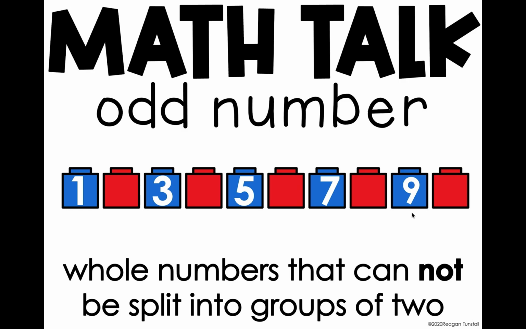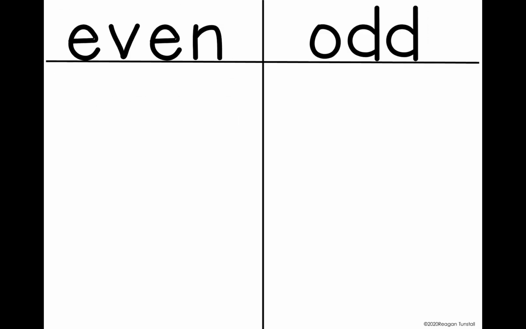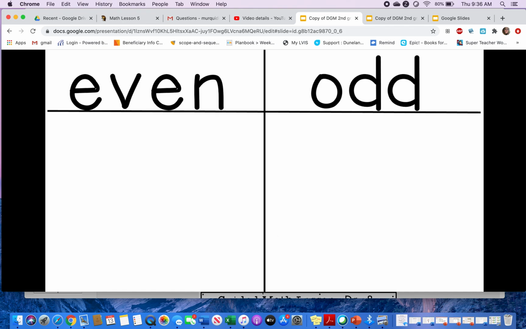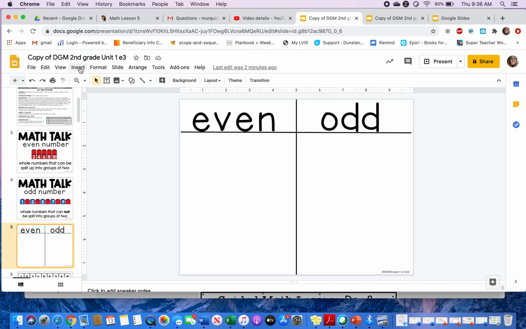And of course you could keep going, right? The next odd number would be 11. And then 13, and then 15, 17, 19. But they will always either have a 1, 3, 5, 7, or 9 at the end of their number. So even and odd numbers. Give me a thumbs up if you remember this from first grade. Nice job. So let's write our even and odd numbers really quickly.